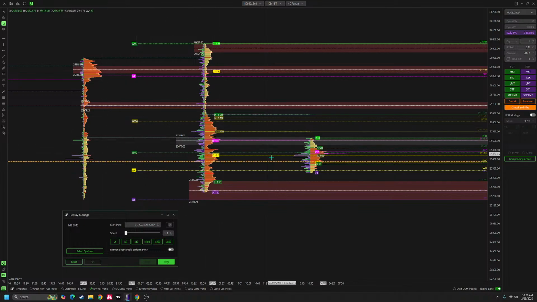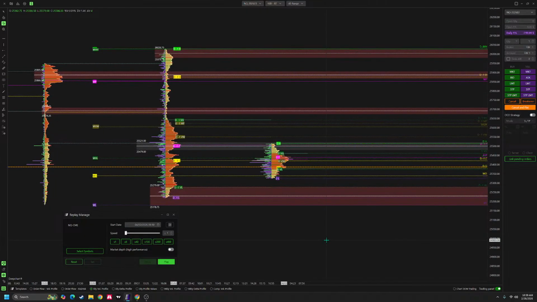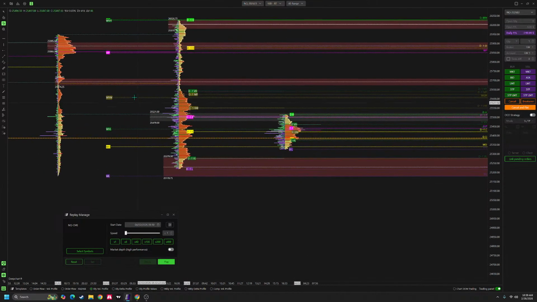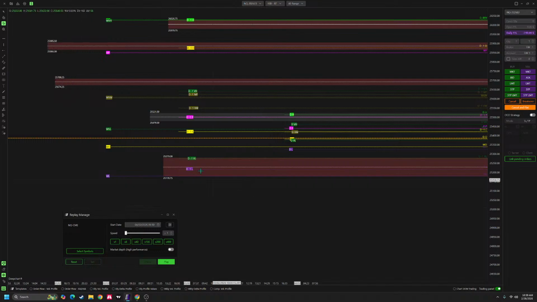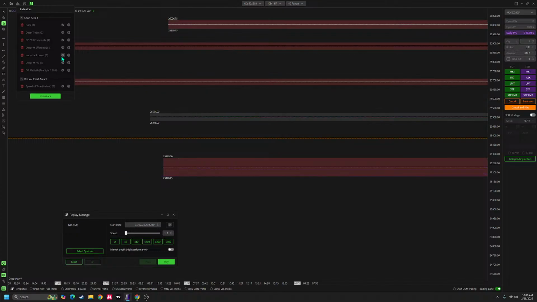Point of control did move down for multiple days. This was an inside day here. So we could still have more consolidation and just bounce back and forth between the value area high and the value area low. So we'll see. So that's the first indicator. So we're going to go ahead and get rid of that indicator. And we'll also get rid of the levels indicator for now. And then we'll put our price back.